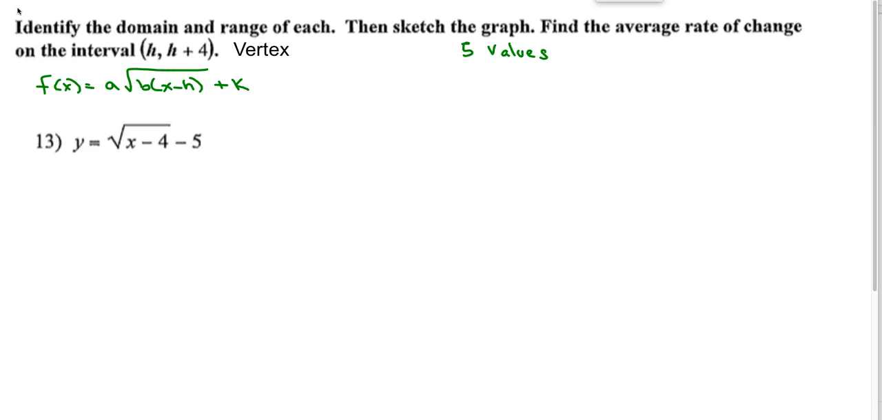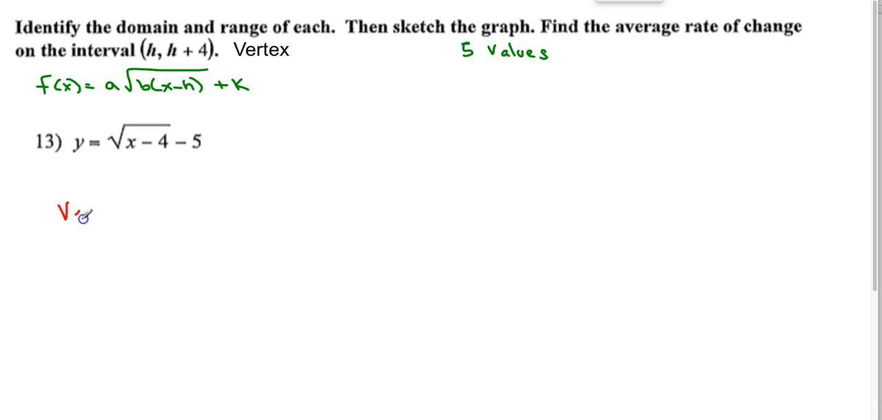Almost. Why is it +4? The formula says x minus h, x minus 4. Right, the minus sign belongs to the formula, so the vertex is just 4, -5. With me? So my vertex here, let's find a couple of these pieces.